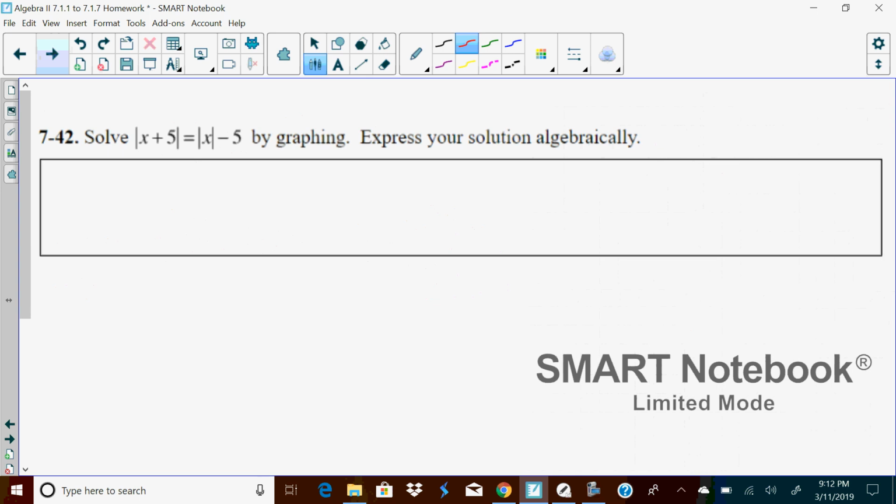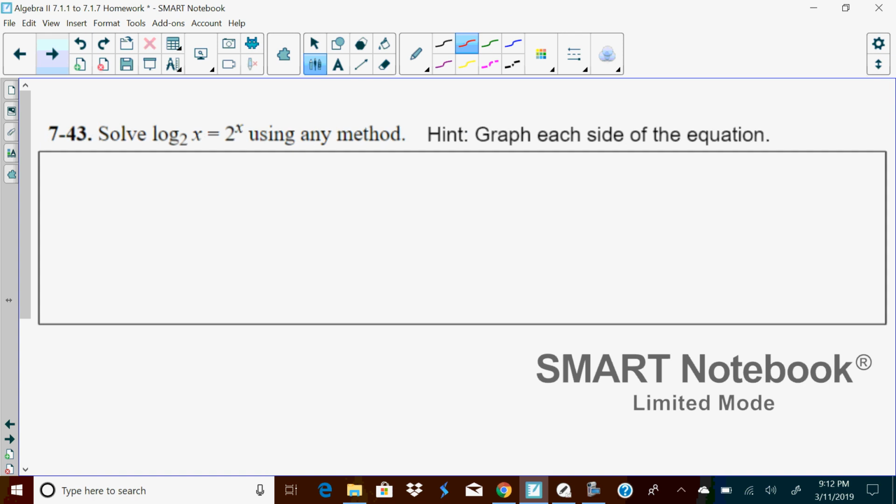Problem 42, solve by graphing. So I plugged it into the calculator, and because it's absolute value, x can be anything less than or equal to negative 5 to get a correct answer. 43, I did the same thing. I graphed each side. They never touch each other, so the answer is no real solutions.